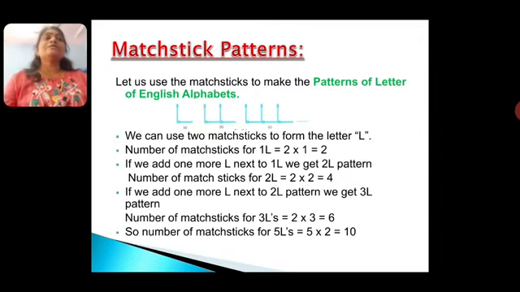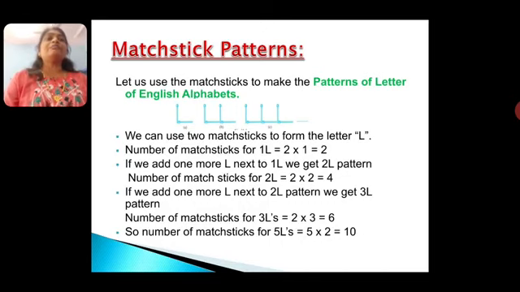Matchstick patterns. Students, in our daily life, many times we use matchsticks. We make some interesting patterns by using matchsticks. Let us use matchsticks to make some letters of English alphabets. First, for example, we take letter L. For making letter L, we use 2 matchsticks. Therefore, number of matchsticks required for 1 L is equal to 2.